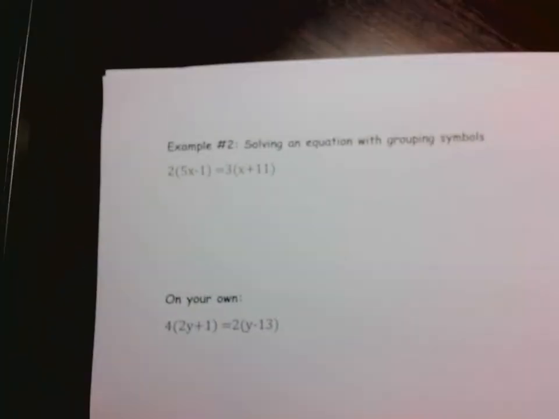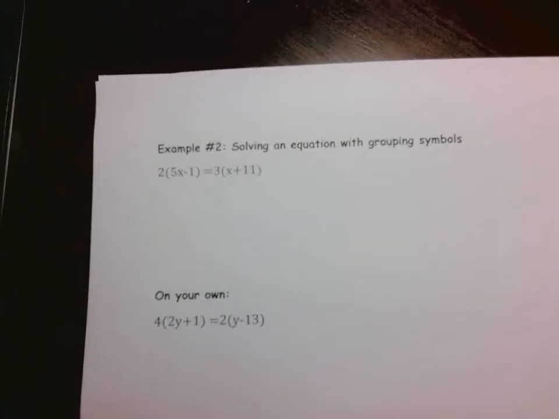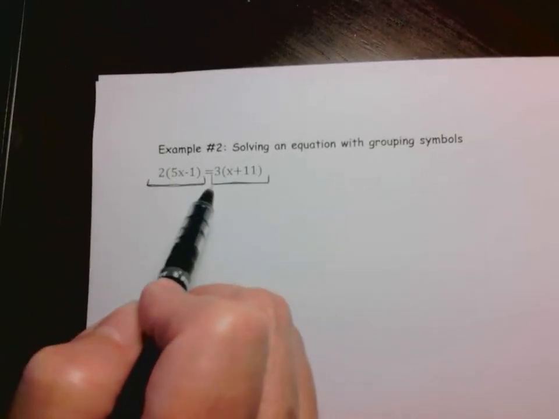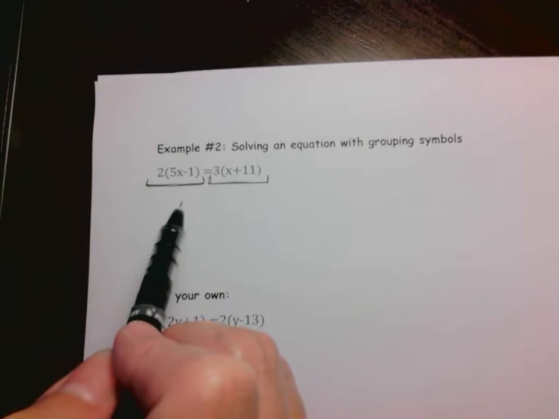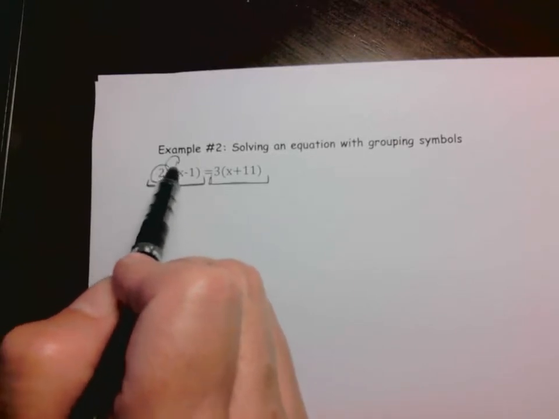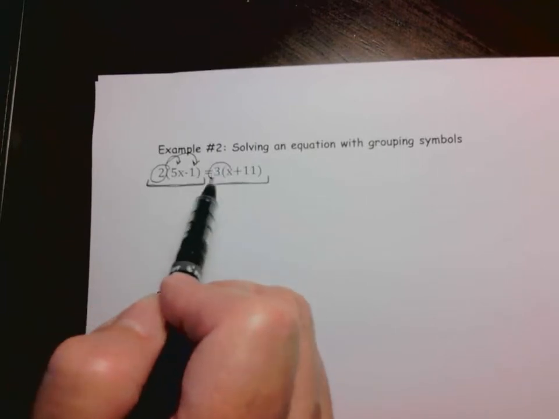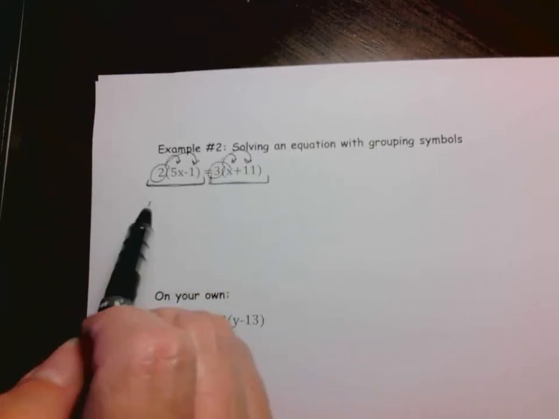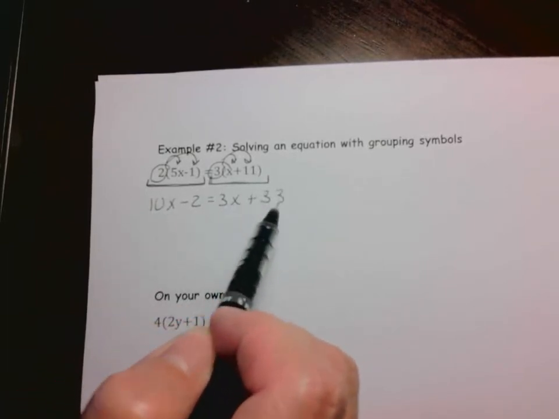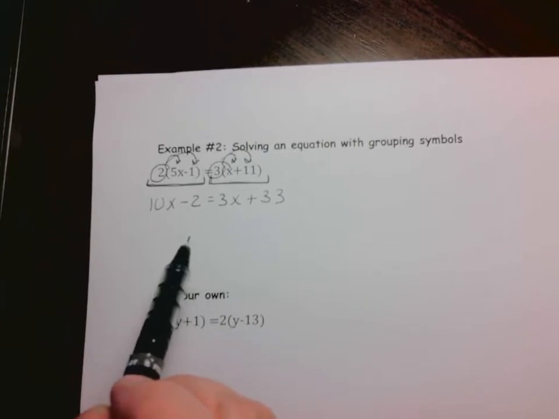Okay, solving an equation with grouping symbols. Again, my thinking has not changed. Before I start isolating my variable, I have to look at each side of the equation, and I have to simplify each side of the equation. So what do I need to do here? I need to distribute a 2, and on this side, I need to distribute a 3. And when I do so, this is what I get, and now that I have simplified both sides of the equation, now I can go ahead and start solving for my variable.